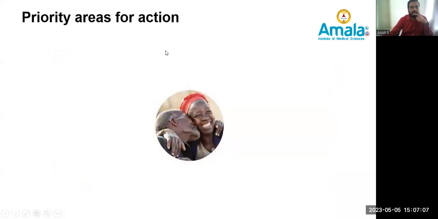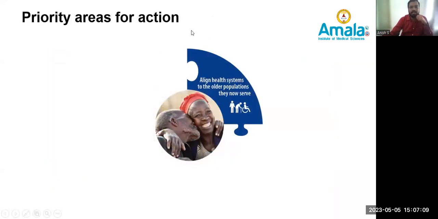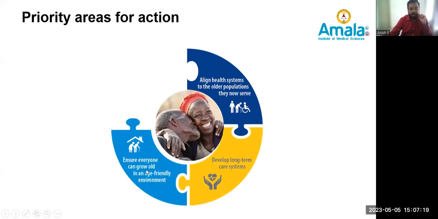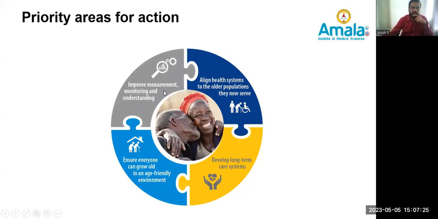Now, the WHO has certain priority areas for action in the field of aging. One is to align health systems to the older population they now serve, develop long-term care systems, ensure everyone can grow old in an age-friendly environment. Age-friendly is a very key word in geriatrics, and improve measurement, monitoring, and understanding.